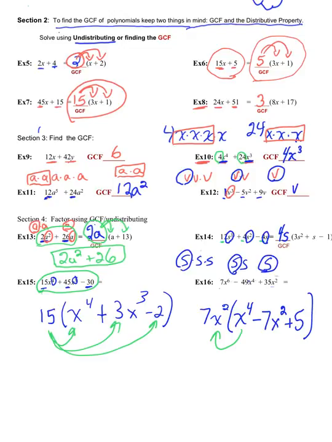And as always, to double check yourself, you can distribute back. 7x squared times x to the 4th is 7x to the 6th. 7x squared times negative 7x squared does in fact give me negative 49x to the 4th. And then 5 times 7x to the 2nd does give me 35x to the 2nd. So we're in the right spot.